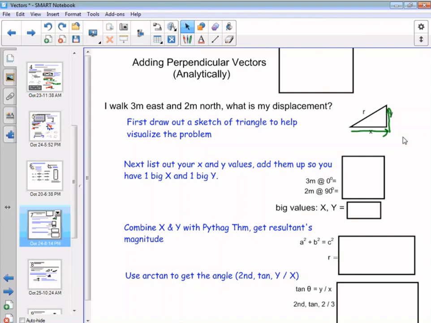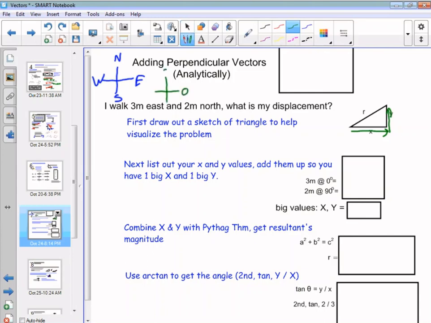The next thing I'm going to do is break these guys up into the x and y pieces. So I have 3 meters east. Well, I can't plug east into my calculator. North, south, east, and west, that's effectively the same thing as saying 0, 90, 180, 270, and then 360 if you like. The point is, if I'm saying east, that pretty much just means 0 degrees. North, 90, and so on.